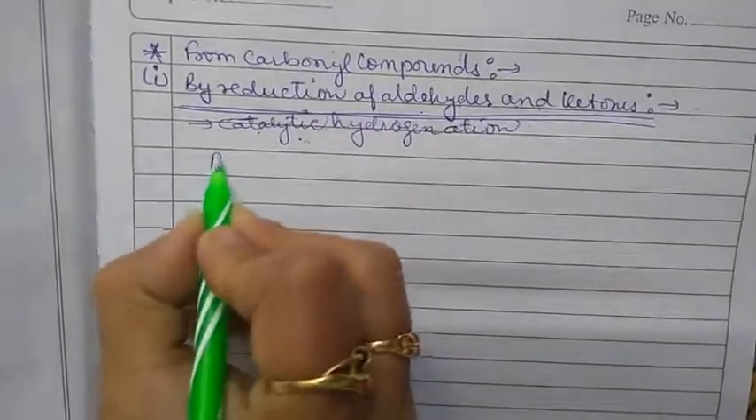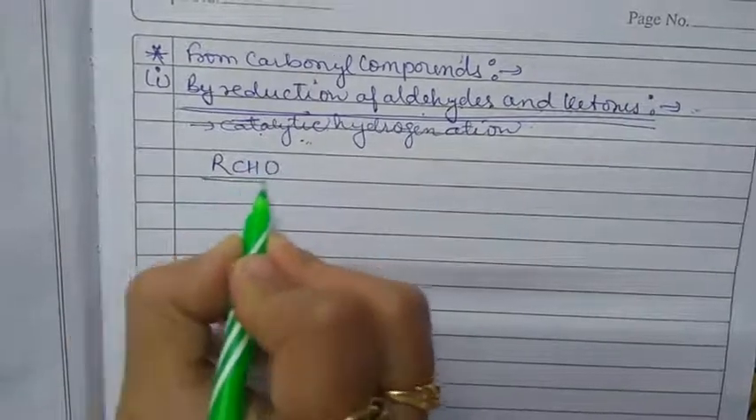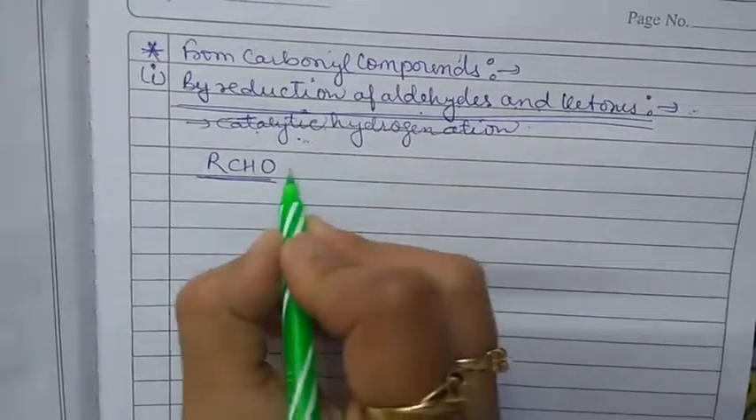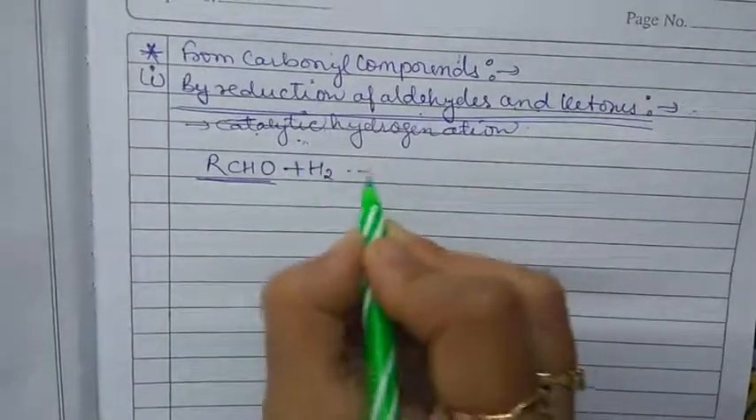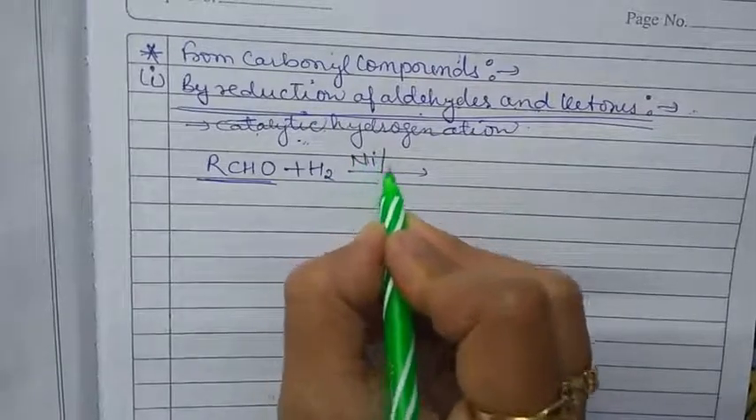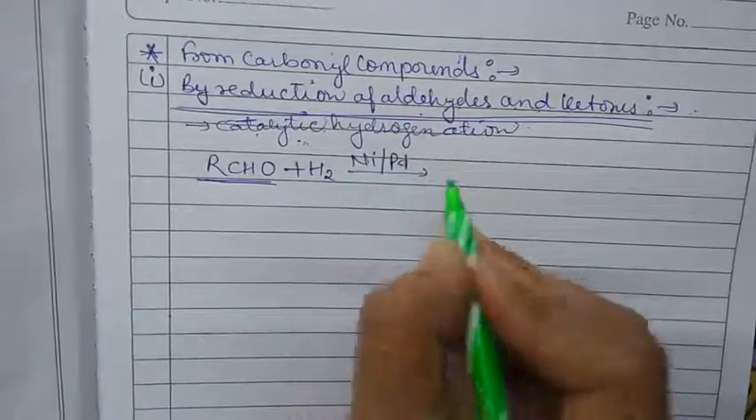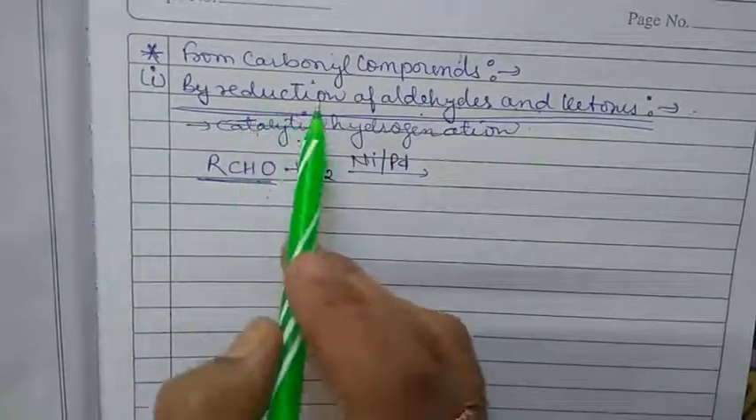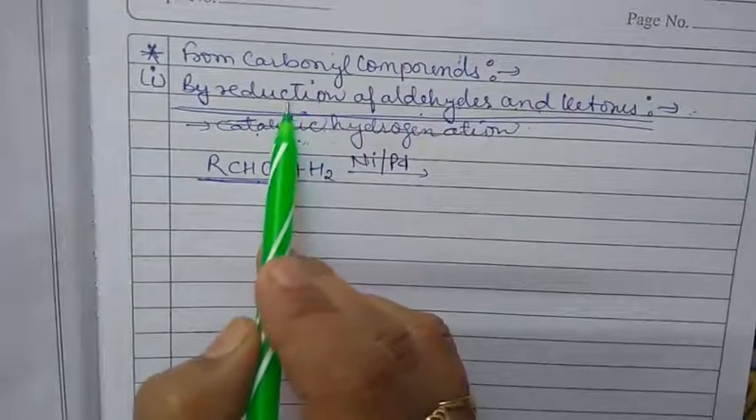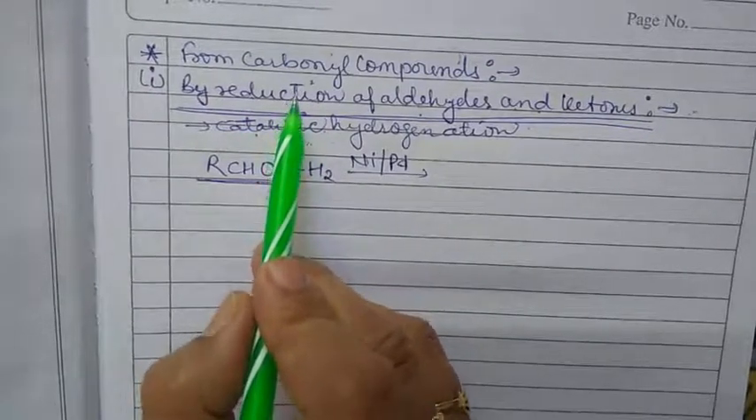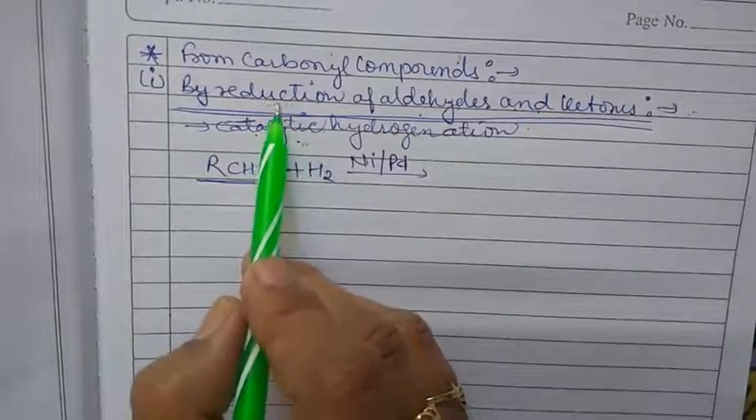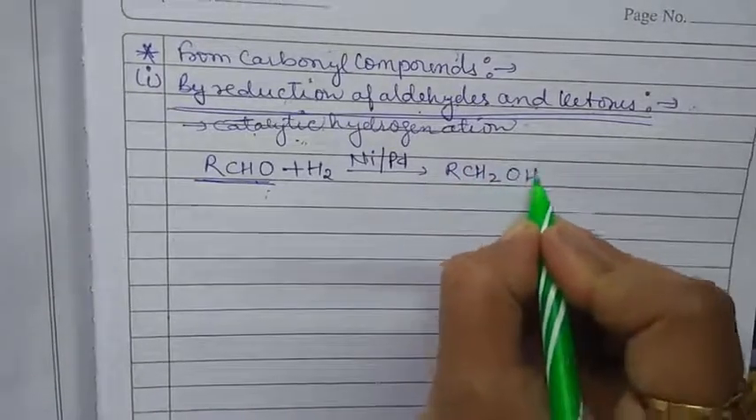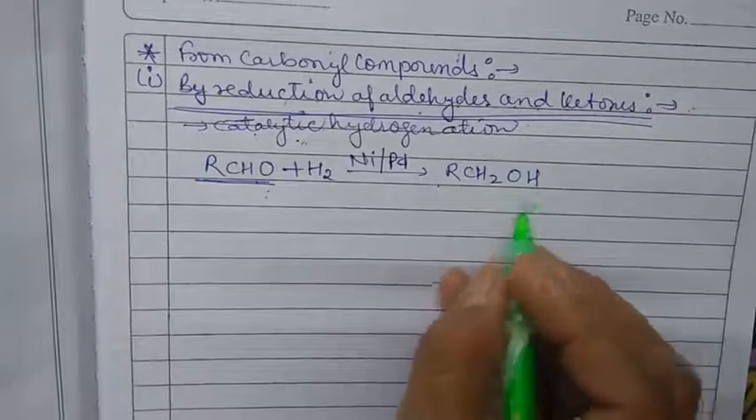For example, we have an aldehyde, RCHO. RCHO is the general formula for the aldehyde. When hydrogen is added to the aldehyde in the presence of nickel and palladium as a catalyst, reduction takes place. What is the meaning of reduction? The meaning of reduction is the addition of hydrogen. So we have RCH2OH.